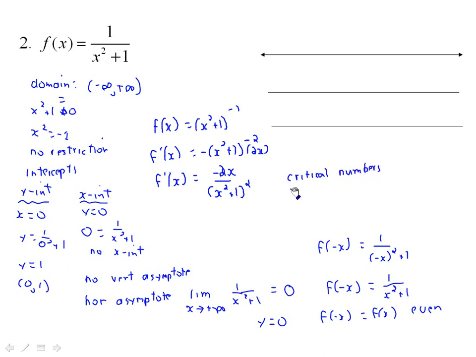Critical numbers occur where f prime at x is equal to 0. So this is going to be 0 is equal to the numerator, negative 2x. So x is equal to 0. That's our first critical number. Now the other ones would be found where f prime at x doesn't exist.